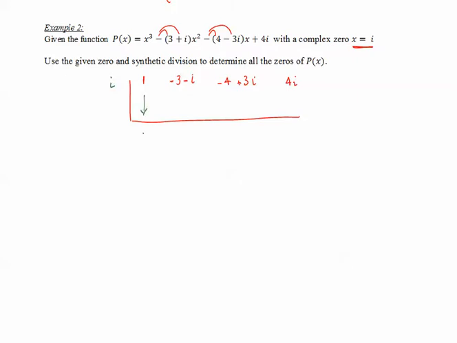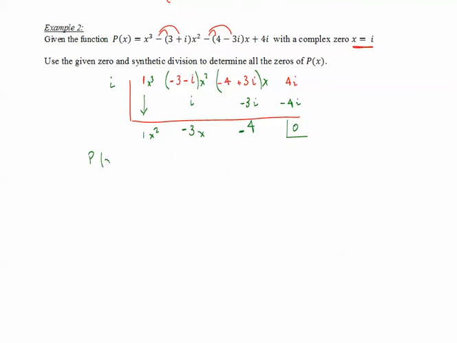So we multiply 1 times i, gives us i, and when we add it will be negative 3. Negative 3 times i is negative 3i, then adding them will give us negative 4. Negative 4 times i is minus 4i, and when we add them it is a 0. So we know that x equal i is a zero, that's why the remainder is 0. And since this was x to the third, and here it was x squared and then x, the factor is x squared, negative 3x, and the constant term negative 4.